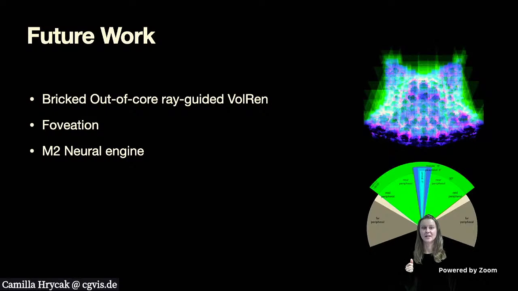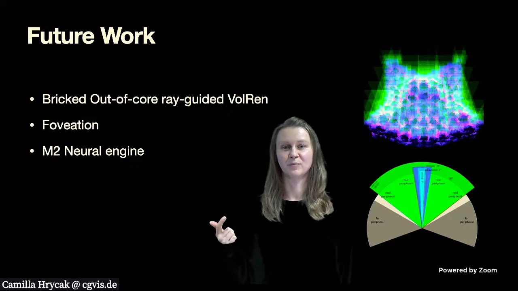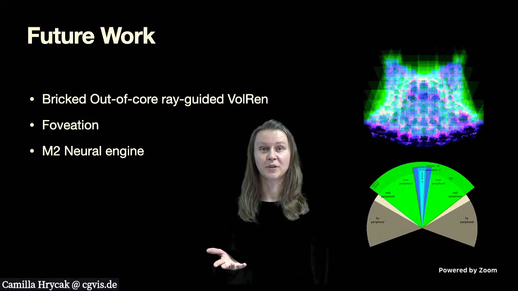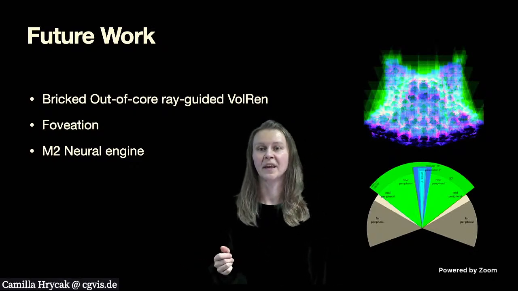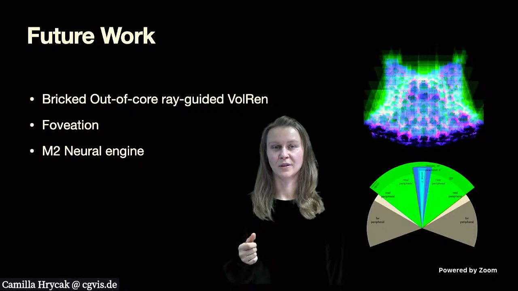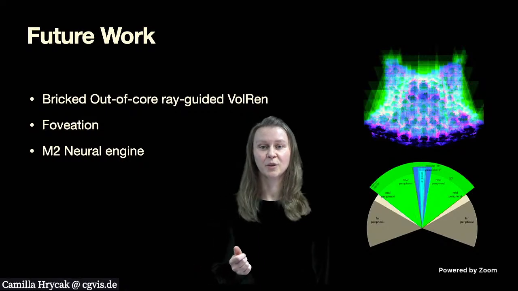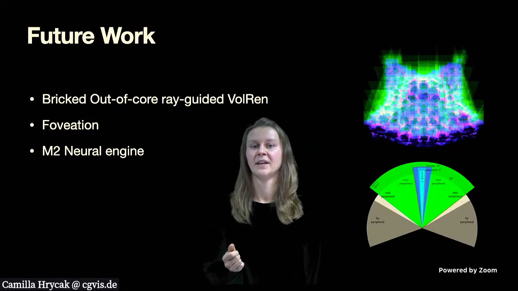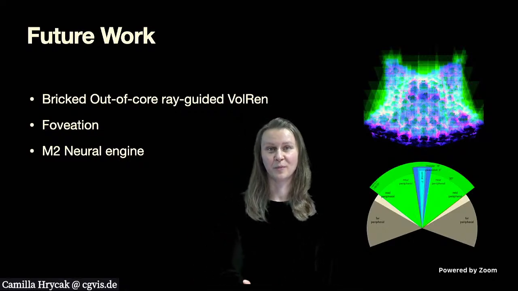Finally, we want to extend our preliminary work, and there are several promising directions that we can explore to further improve the volume rendering on the Vision Pro. First, we want to implement a bricked out-of-core ray-guided volume renderer to be able to handle larger data sets, because the data sets that we have investigated so far were rather small. Then we want to investigate the fine control of foveated rendering, because we think that the performance might benefit from foveation also. And also we want to consider the on-chip tensor processor, which is the neural engine, and tap into it to further optimize performance.